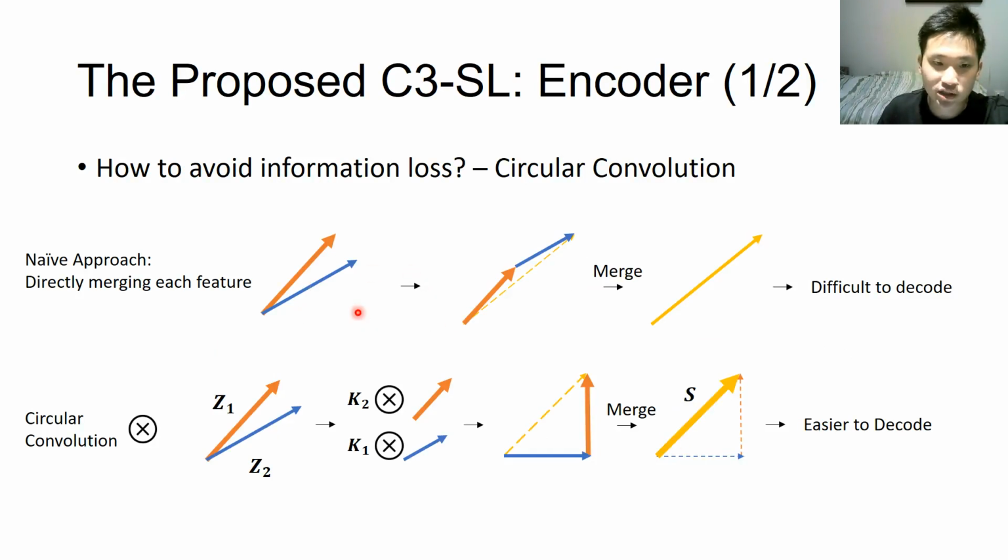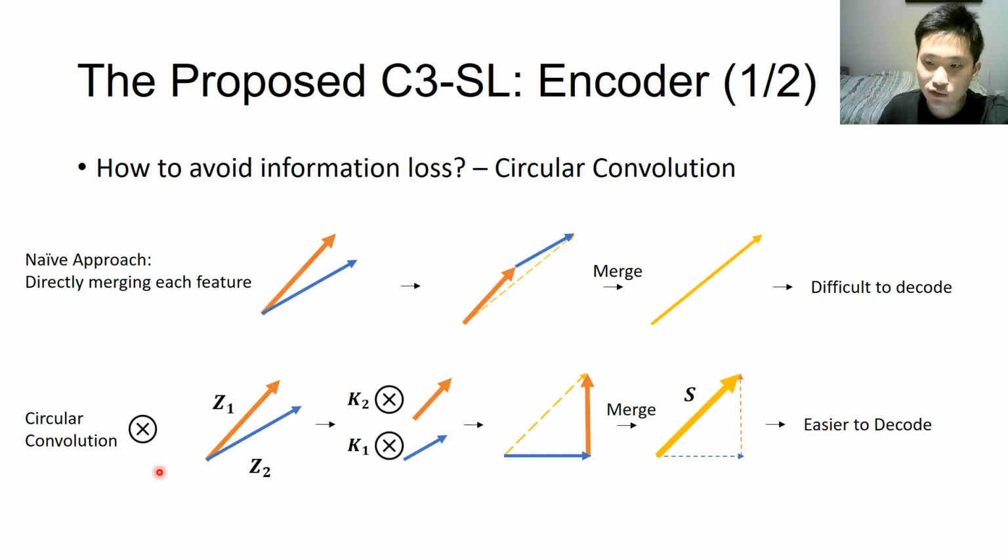To merge each feature into one single feature, naively, we may directly merge all of the features into one single feature with superposition. However, if the features are close to each other in the original space, the merging process will produce information loss, and it will be difficult to decode the original features from the compressed features.